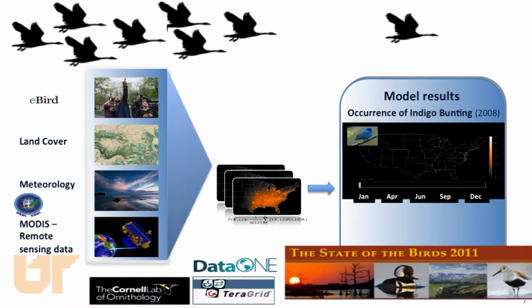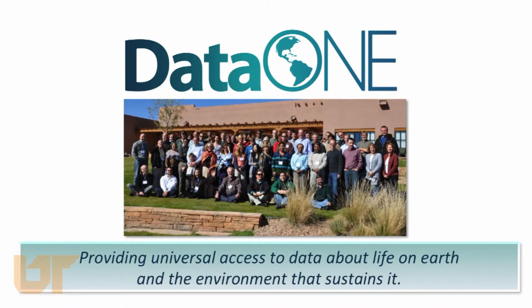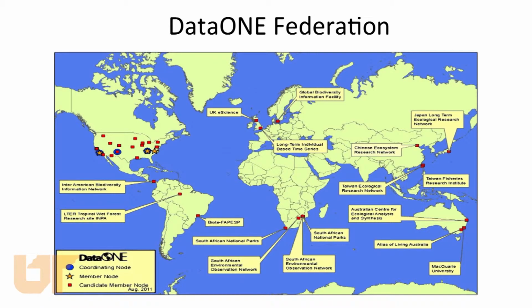Data Observation Network for Earth, or DataONE, is building a distributed framework and sustainable cyber infrastructure to serve as the foundation for innovative environmental science. DataONE aims to support the access, preservation, use, and reuse of multiple scale, multiple discipline, and multinational science data. DataONE is supported by the US National Science Foundation.